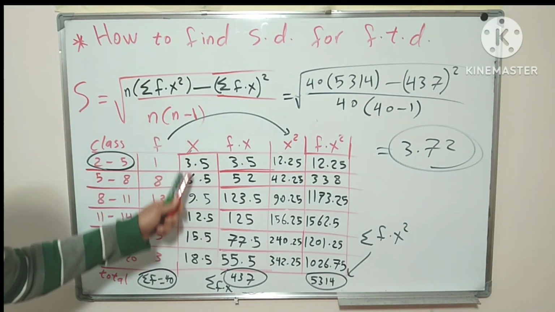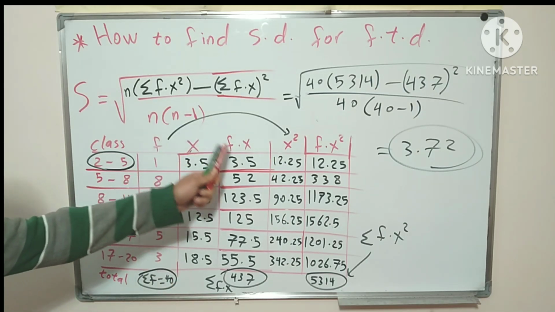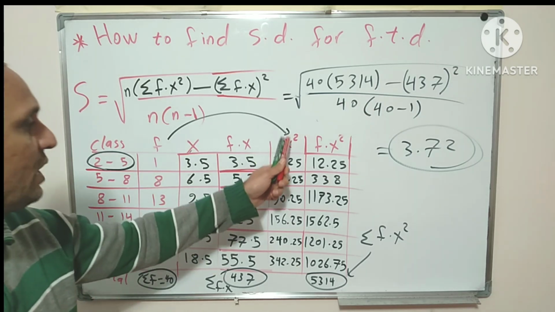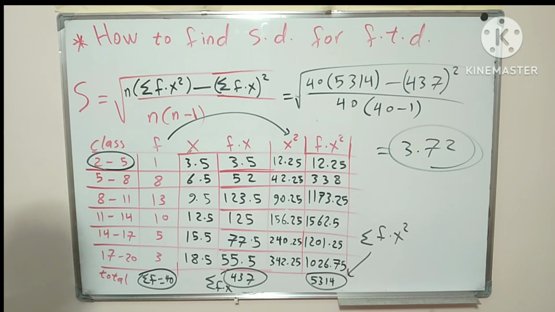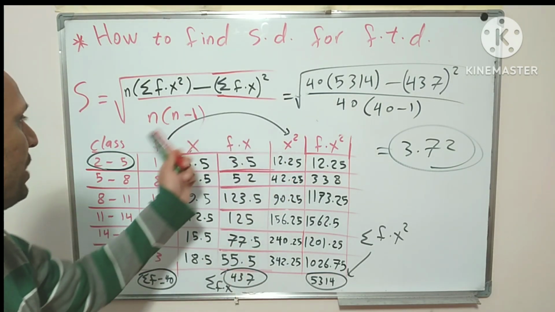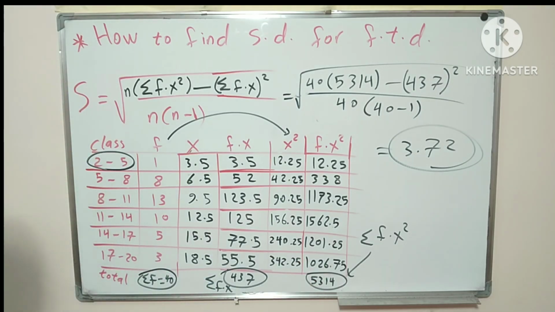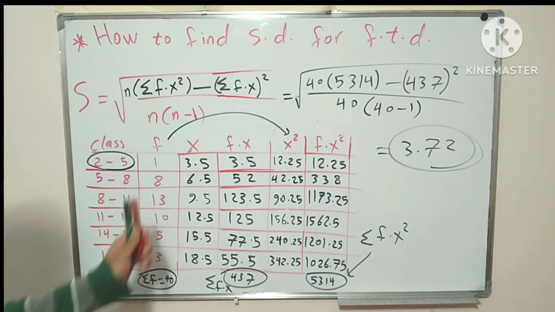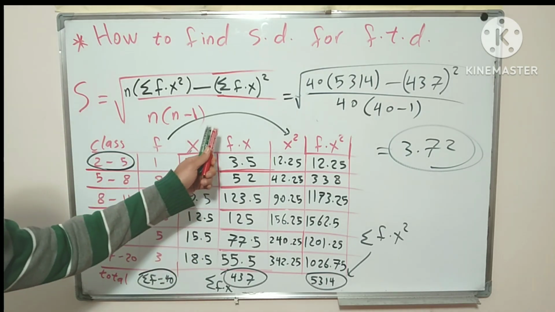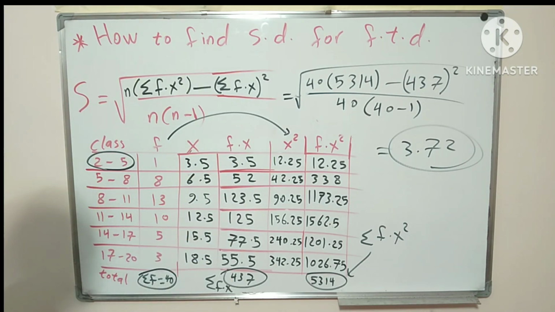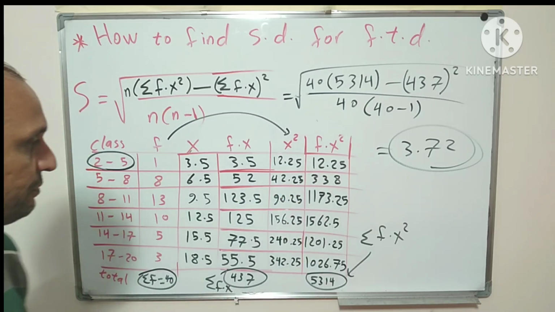For finding the standard deviation in a frequency table distribution, first we have to find the midpoint. Then we multiply the midpoint by frequency. Then we find x squared, the square of the midpoint. Then we multiply x squared by f to get f x squared. After that, we find the summations. If the summation we need contains f, we find the summation of f. We find the summation of fx, and the summation of f x squared.